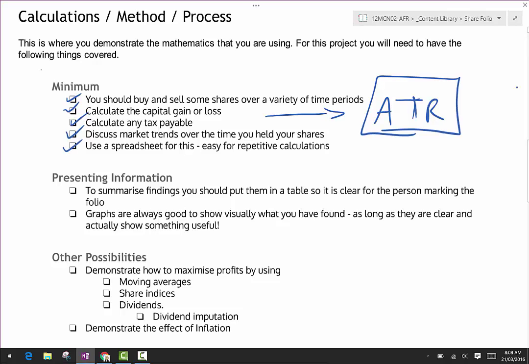Okay, you also might want to use a spreadsheet for easy repetitive calculations. So the things that you're doing over and over again, which is buying and selling, because you're doing that multiple times, just use a spreadsheet.